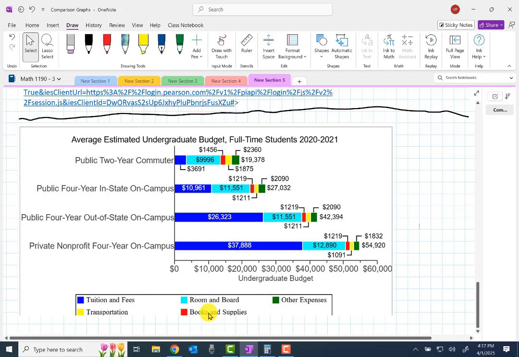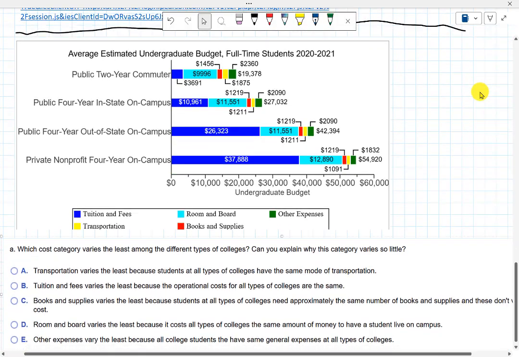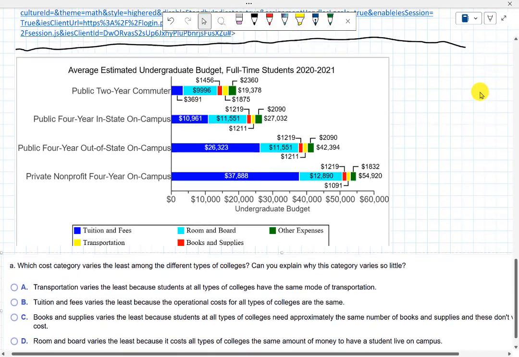Now what you're going to have is a bunch of questions asking you to try to determine information out of this graph. So these are student budgets for the various types of colleges that they can attend. Let me scroll up to uncover the first question. I hope I can have the question and the graph on at the same time.